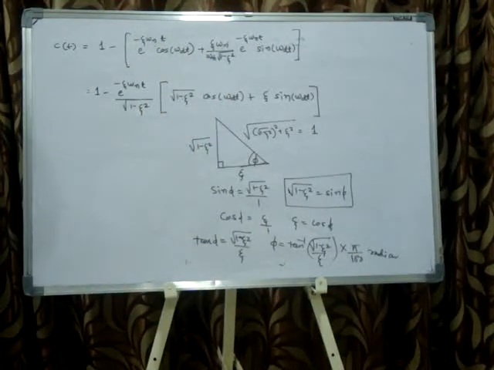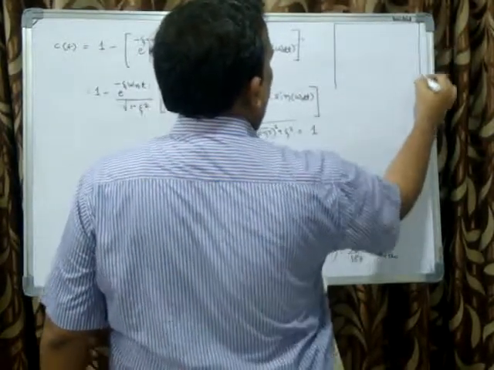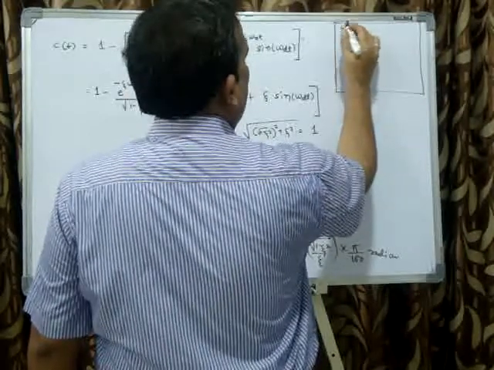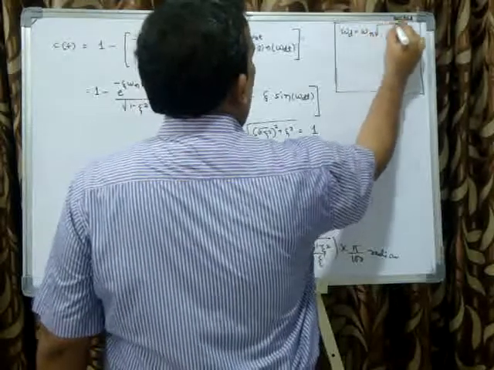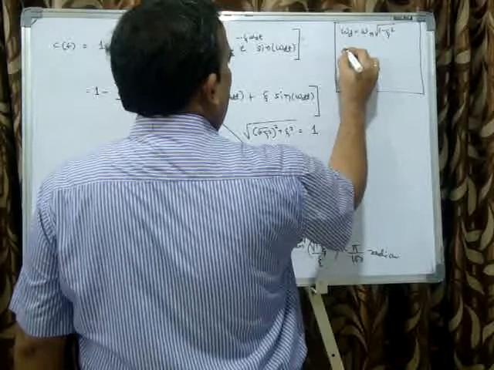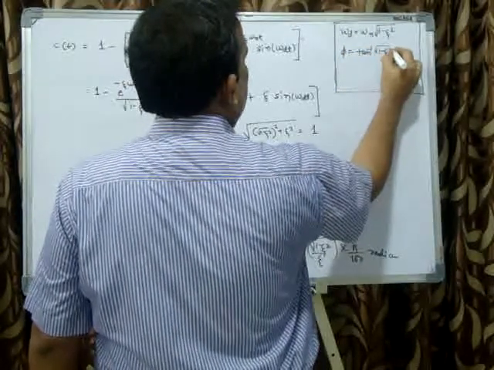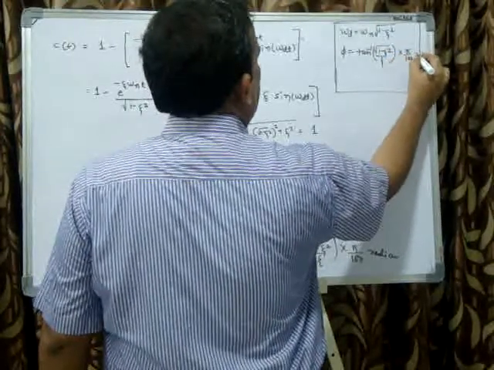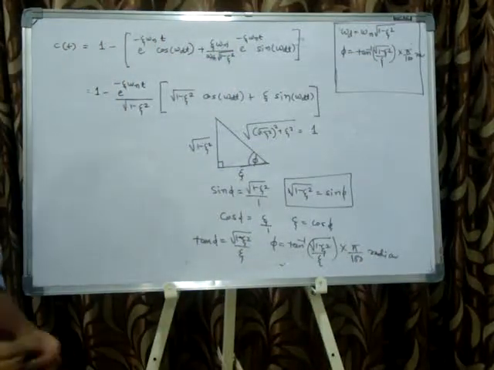So you should remember this important formula. What are the important formulas? Zeta and omega n are given. From zeta and omega n you can find omega d, the damped natural frequency. Then you find phi. Phi equal to tan inverse of root of 1 minus zeta square divided by zeta, into pi by 180 radians. These two are very important formulas.